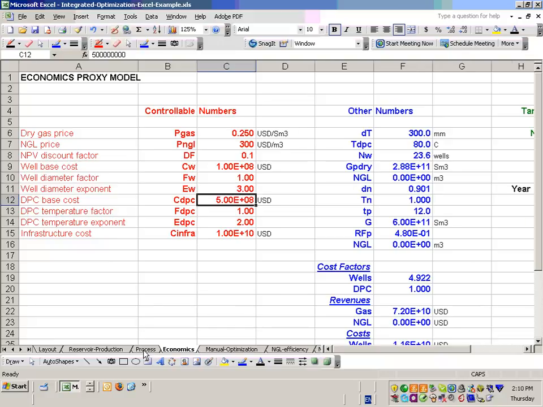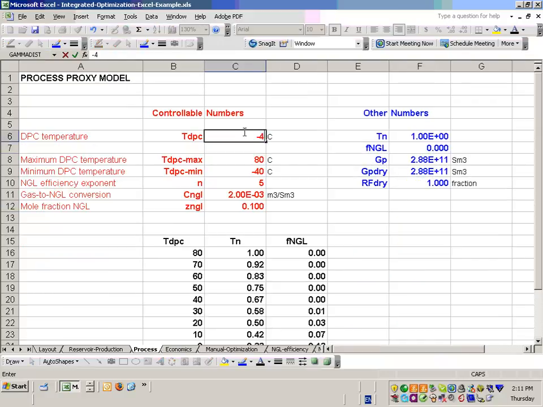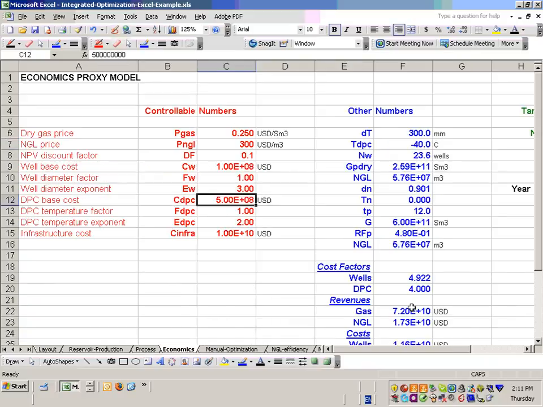Anyway, you go to a lower temperature, minus 40, then the base cost is increased a factor of 4. That probably should go from 0 to 4 instead of 1 to 4. So these are cost factors with lots of uncertainty, but they can be worked out if you really want them. Let's see. So we've got gas and NGL price, discount factor, base well cost, increase in the well cost for diameter, DPC costs, and infrastructure costs. That's basically a platform, subsea, kind of independent of the number of wells, maybe pipeline, whatever it could be. Okay?